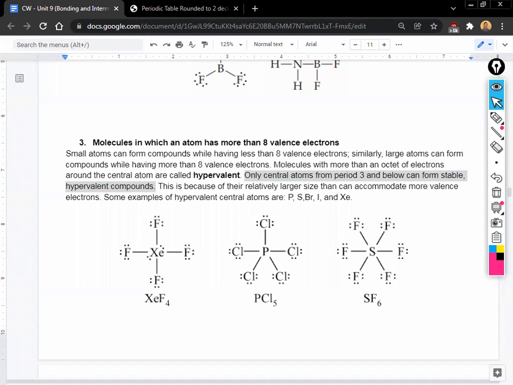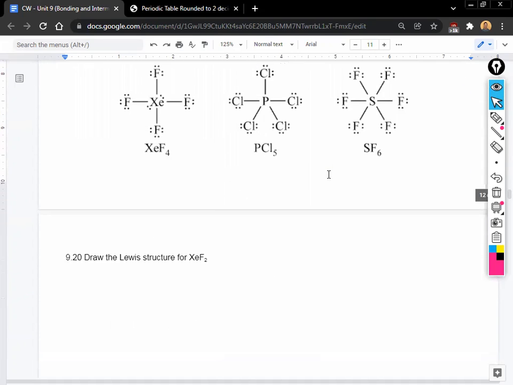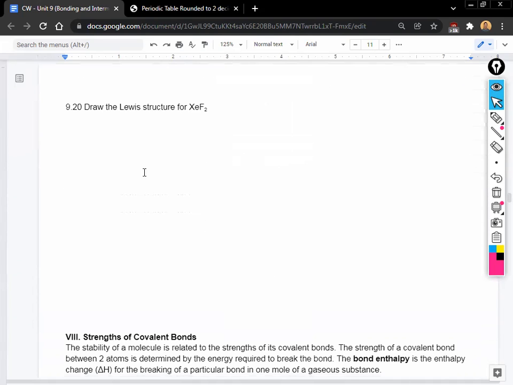Man. Alrighty. Let's move on. So what I want you guys to do is we'll do one practice problem for exceptions, to keep it more vague. But I want you to draw the Lewis structure for XeF2. XeF2. Okay, so same rules as before. Count up how many valence electrons you have to work with, and then draw the structure, put it on the more electronegative ones first, and then try finishing it up.